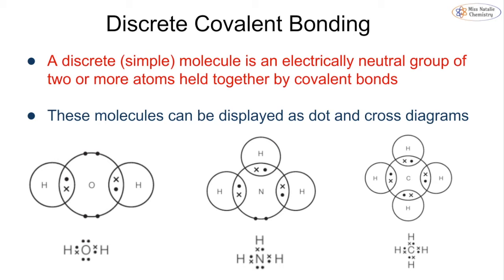These are all discrete covalent molecules, and we can draw them using dot and cross diagrams, and you've seen this back in GCSE. If you can't remember how to do this, I'd recommend you go back and practice some of these using GCSE textbooks, or there are some practice questions in the A-level textbook as well. Notice again, we're being very specific here about the dots and the crosses to show which electrons are coming from which atom.